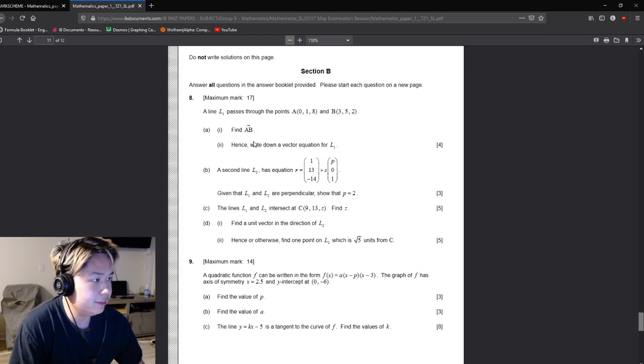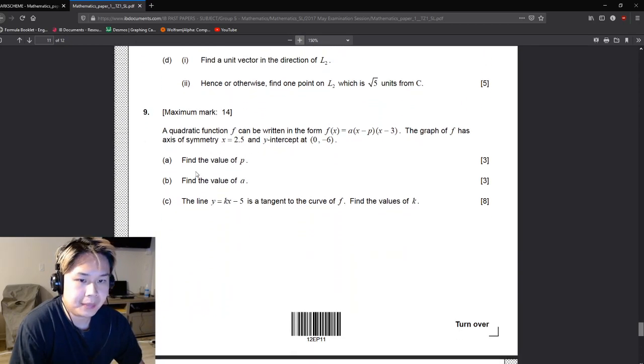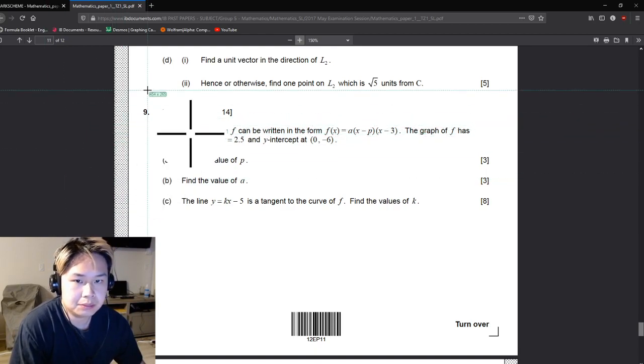Okay. Unfortunately, this one is no longer part of the SL curriculum, vectors, so I'm going to skip it. And then we're going to go to this one.